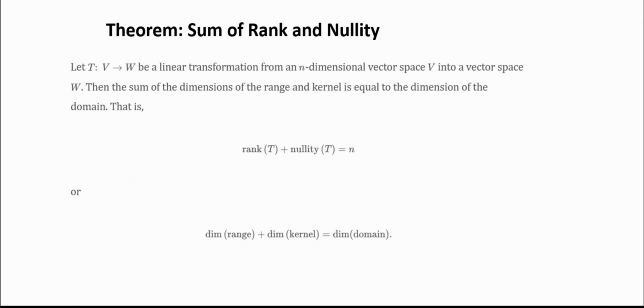The sum of rank and nullity, again, we've looked at that with respect to matrices. They just apply that same idea to the transformation. So T, which represents basically matrix multiplication by A, the sum of the dimensions of the range and kernel is equal to the dimension of the domain. That is, the rank of T plus the nullity of T is equal to n. That rank is the dimension of the range, and that nullity is the dimension of the kernel. And that's equal to the dimension of the domain, which we just say is n.